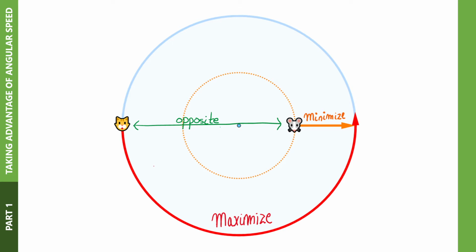Let's introduce the concept of angular speed. The cat can do a certain number of complete turns per minute. We can calculate this by dividing the speed of the cat by the perimeter of the circle. The mouse, when it's close to the center, moves on circles of much smaller perimeter. Therefore, even if slower, it can do more turns per minute.